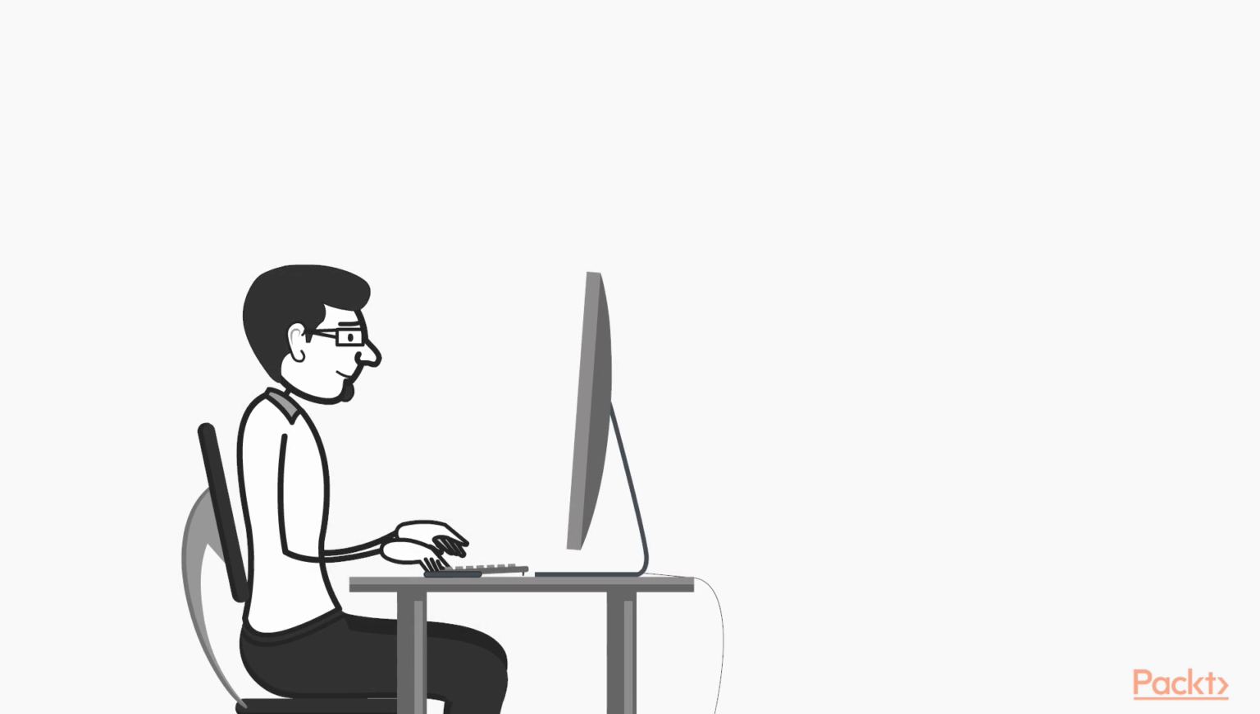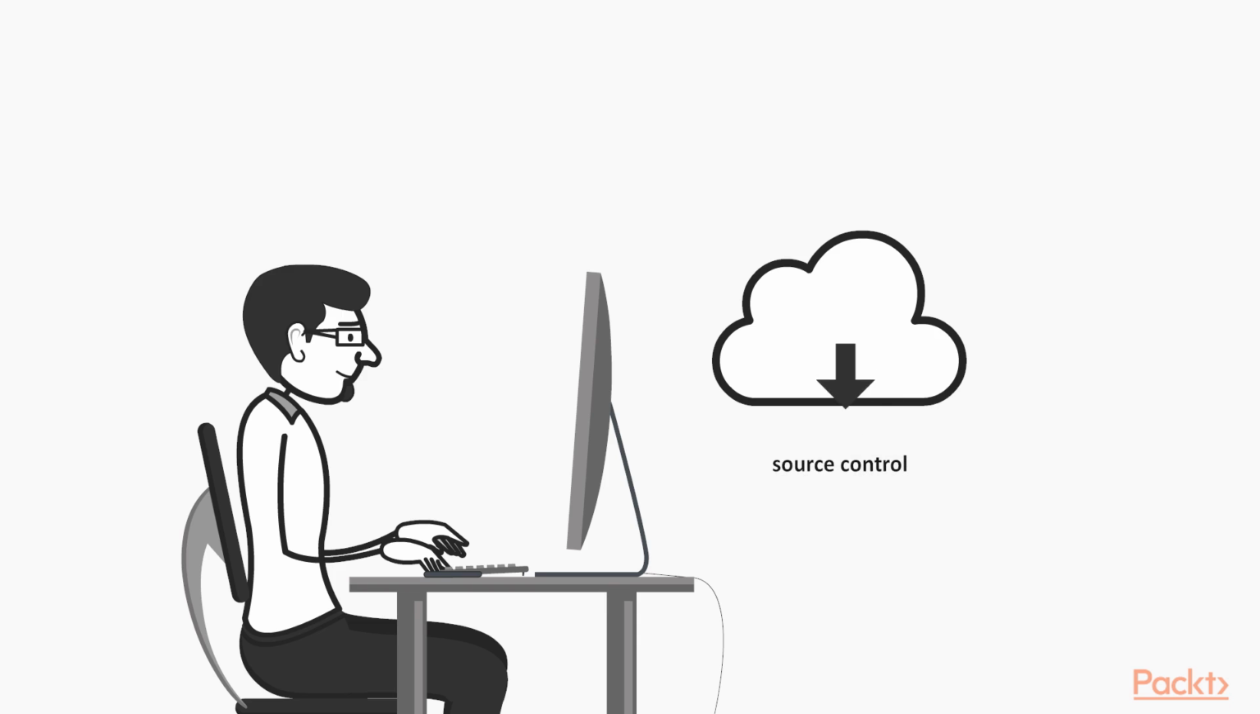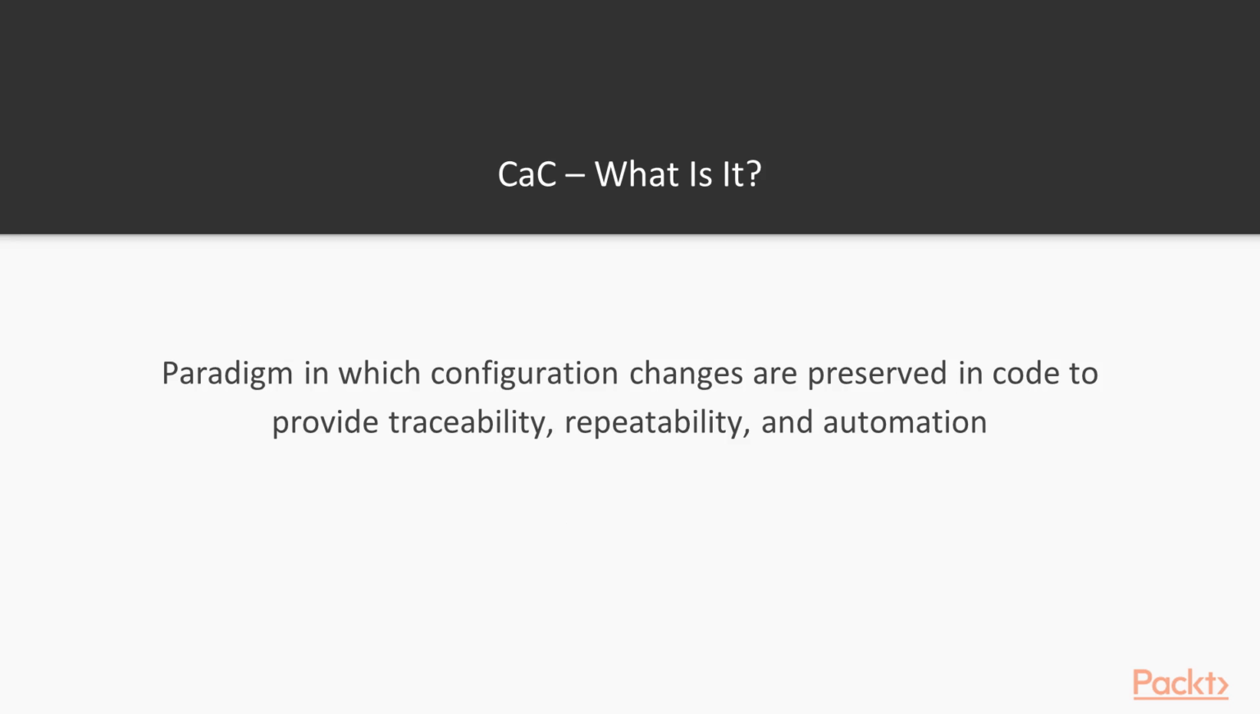Now, the same scenario as before. Your associate is tasked with changing back to the newer configuration. This time, however, he can look at what is in source control to understand what took place, then branch, run, and commit the new state. Configuration as code is a paradigm in which configuration changes are preserved in code to provide traceability, repeatability, and automation.